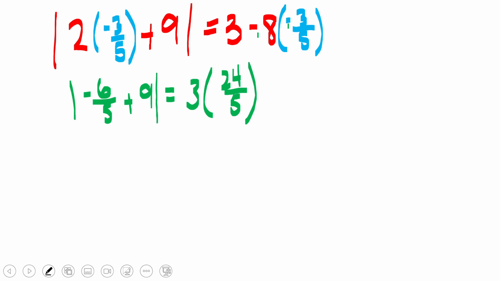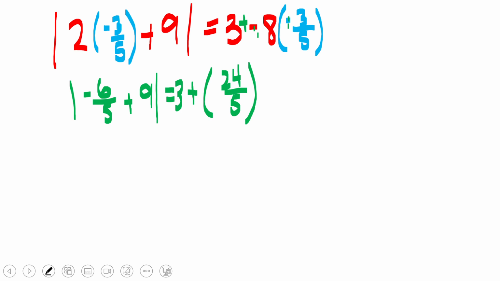We're going to consider that this is 3 plus 24/5 here. Alright, so this negative times a negative made this a plus. We're adding the opposite, and we multiplied those. Okay, so make sure that happens.